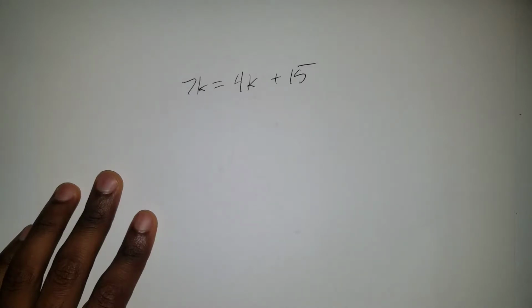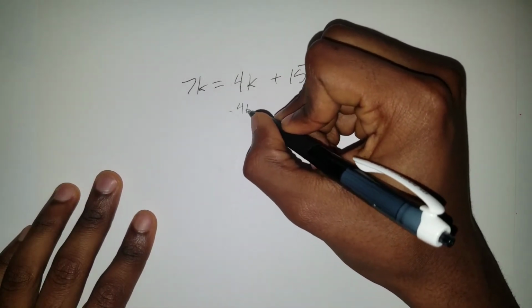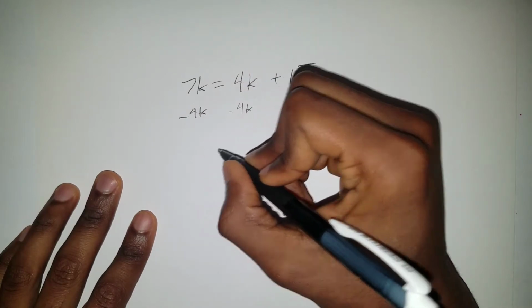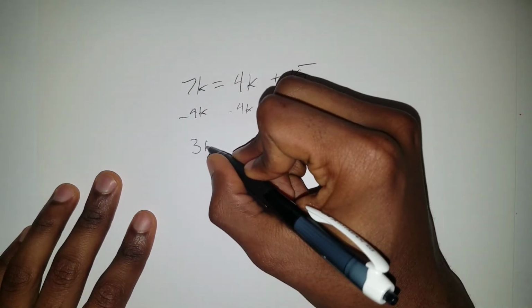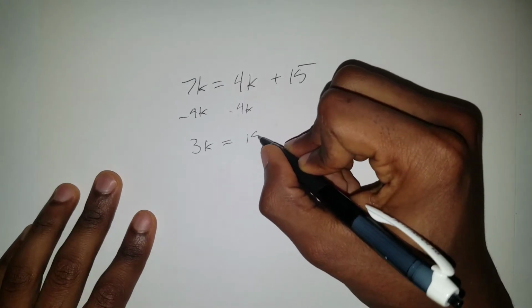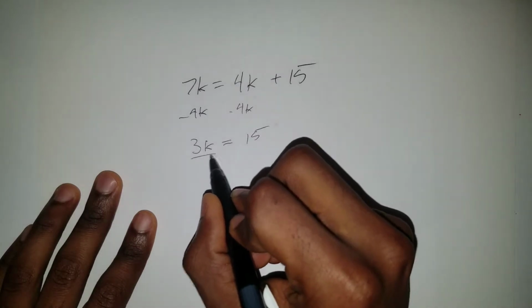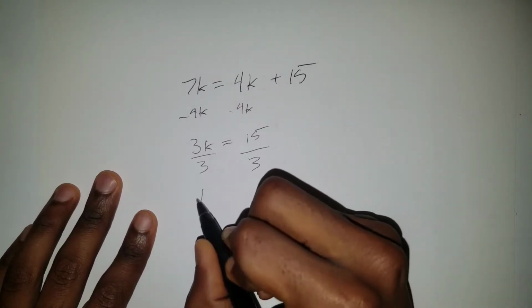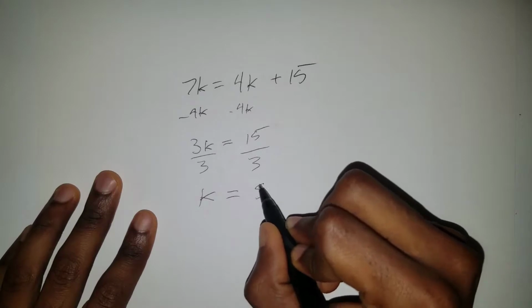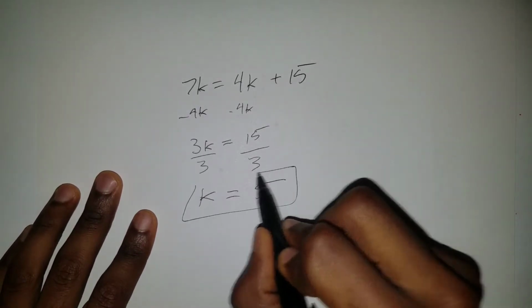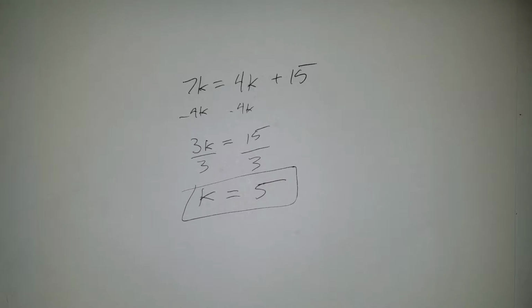Therefore, we must isolate k by subtracting 4k from both sides. Now we have 3k is equal to 15. Now I want to divide both sides by 3 to get k isolated. Now we have k equals 5. As you see, the steps are the same as if we only have a variable on one side. We simply want to isolate the variable, do whatever it takes to do that, and solve for k. In this case, k equals 5.